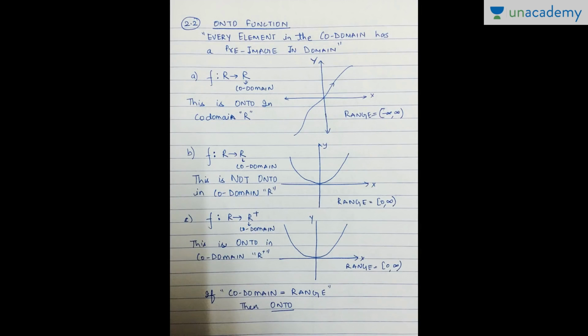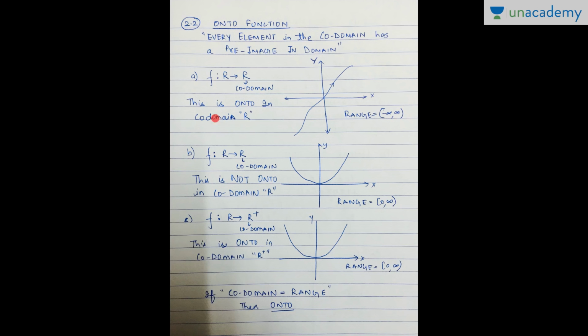Moving on to onto functions, the definition of an onto function is that every element in the codomain has a pre-image in the domain. Now the easiest way to identify whether a function is onto or not is to find out whether the codomain and range are equal or not. If they are, then it is an onto function, otherwise not. So the codomain is given in the question, range is what you have to find out. I've told you how you find out the range. So you have all the prerequisites, but you just have to apply them.